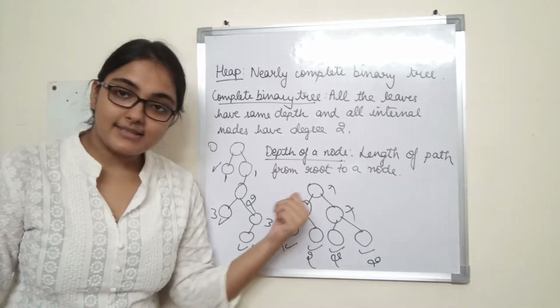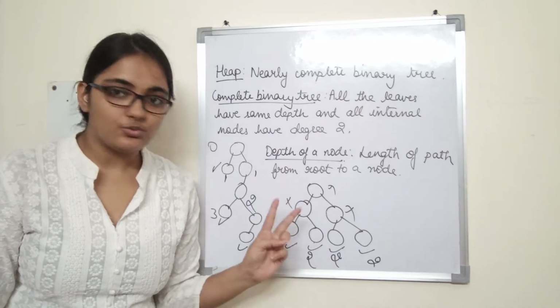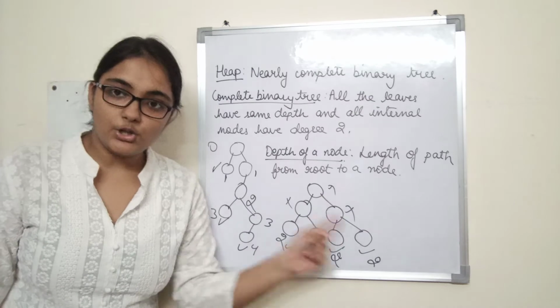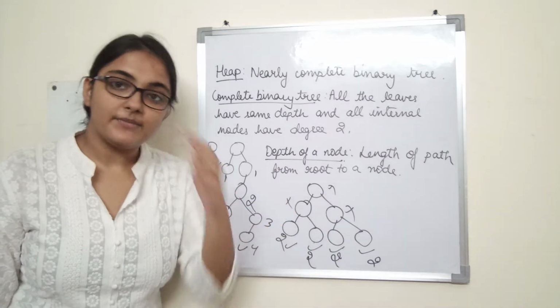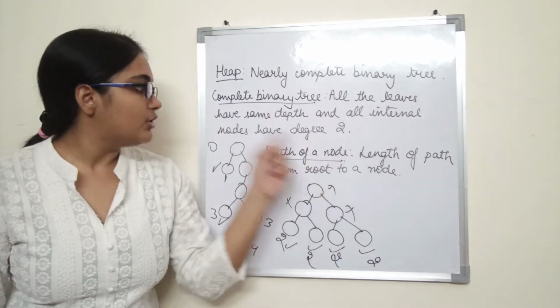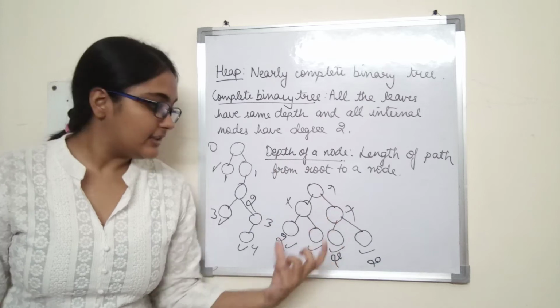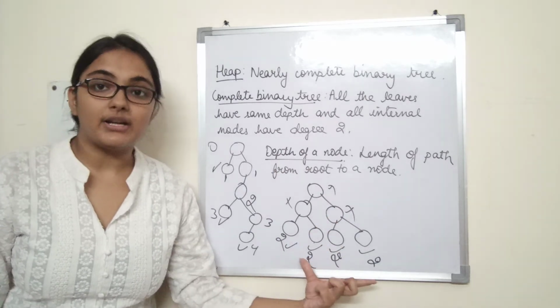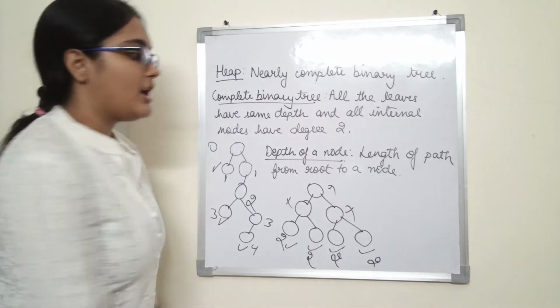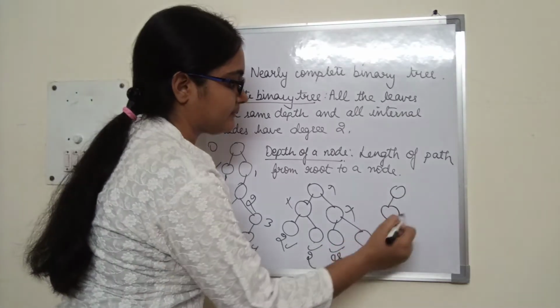Now this node has degree 2, because it has 2 children. Now this node has degree 2, because it has 2 children. So the degree of all internal nodes is 2, and also the leaves are at the same depth. It is called a complete binary tree. Or let us see this.